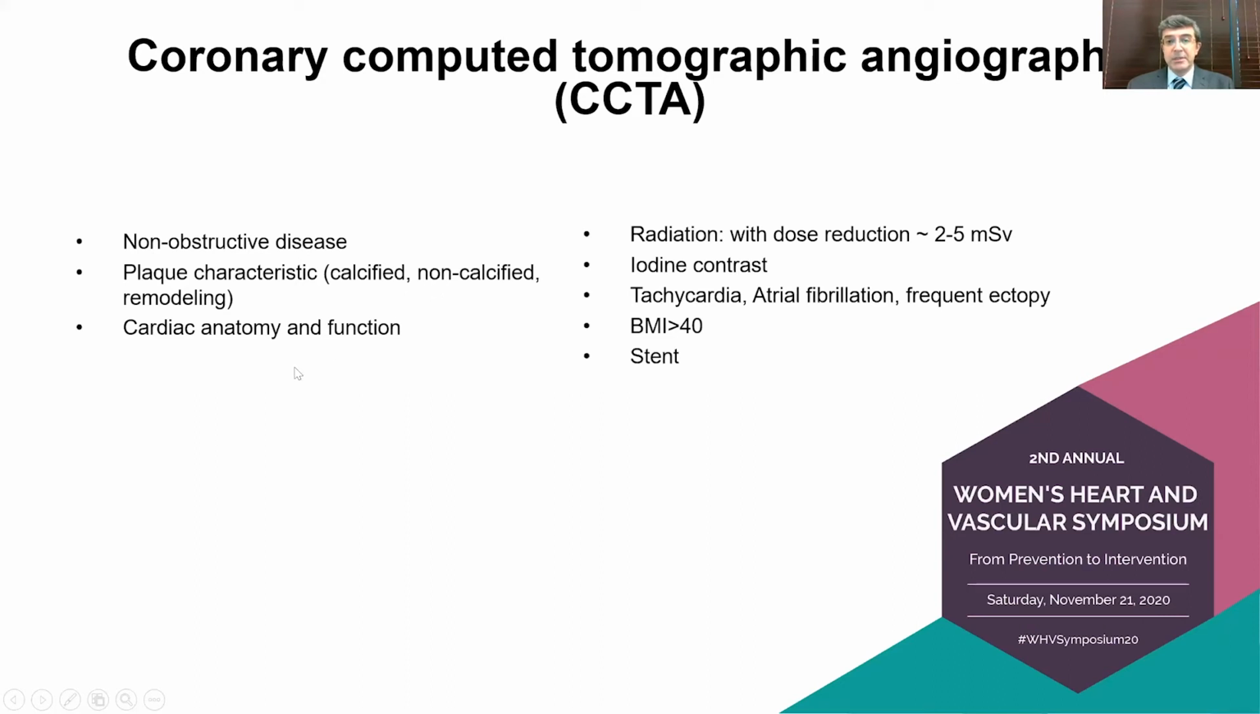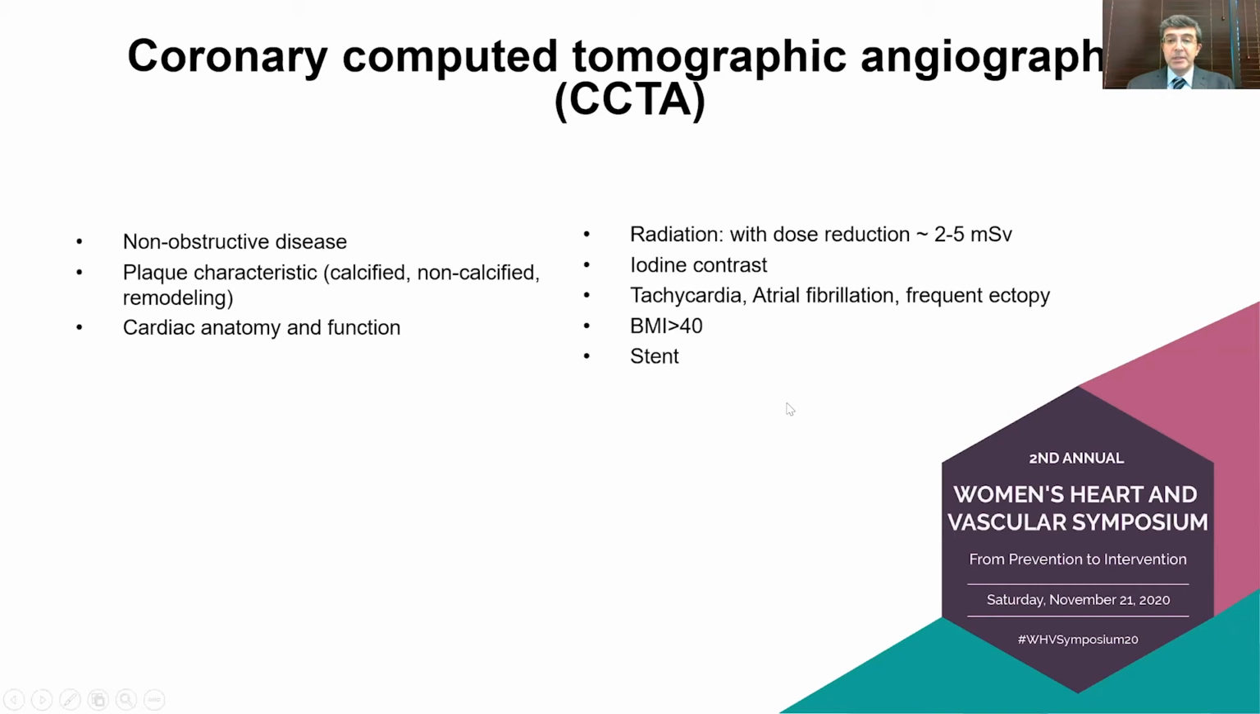And also cardiac CT angiogram will give us information about the anatomy of the heart and some information about the function. The problem that we have is that it has radiation. The dose with dose reduction methods could be 2 to 5 millisievert, and in some centers they can do it with lower radiation. We know that we have to use iodine, and if there is a contraindication, chronic kidney disease or allergies will be a problem.